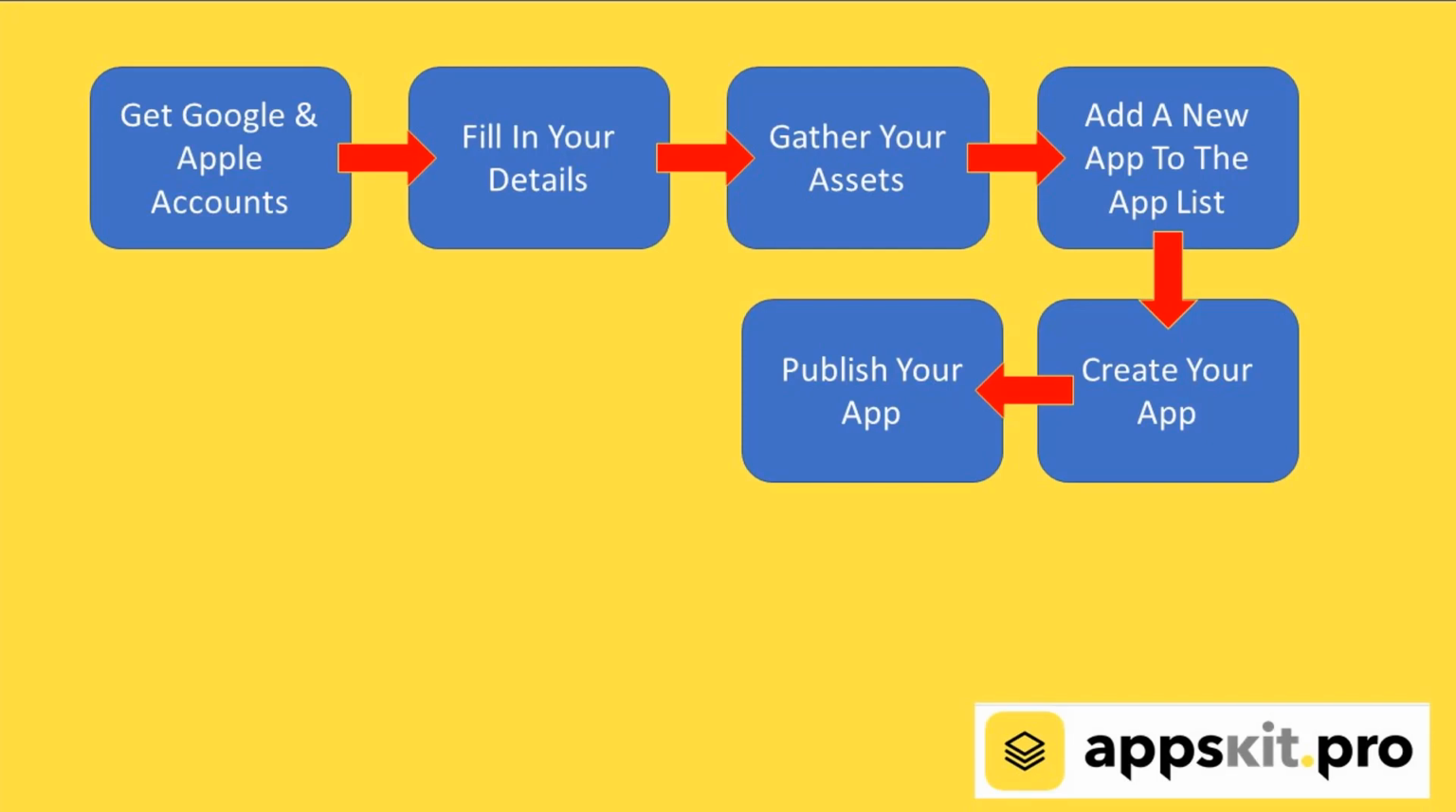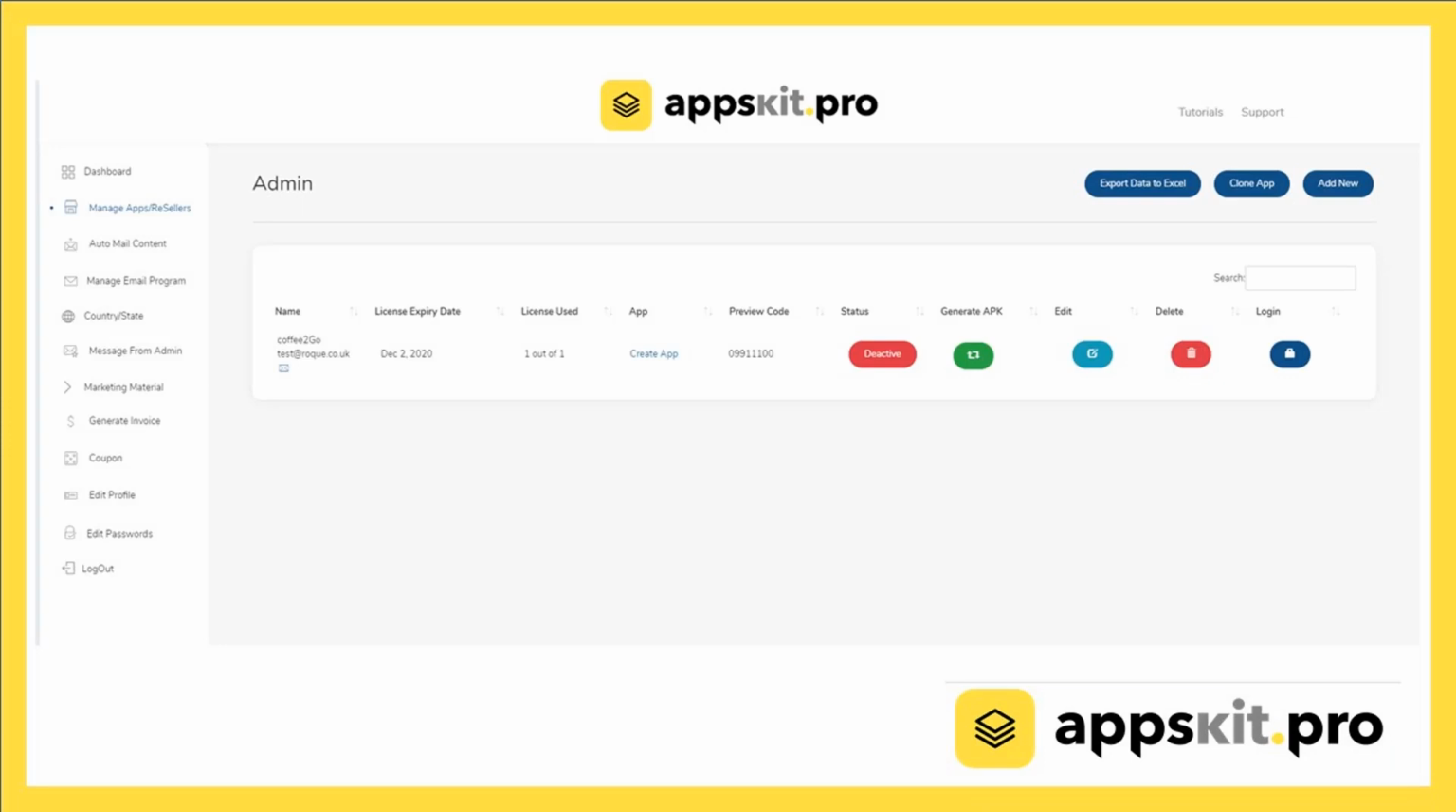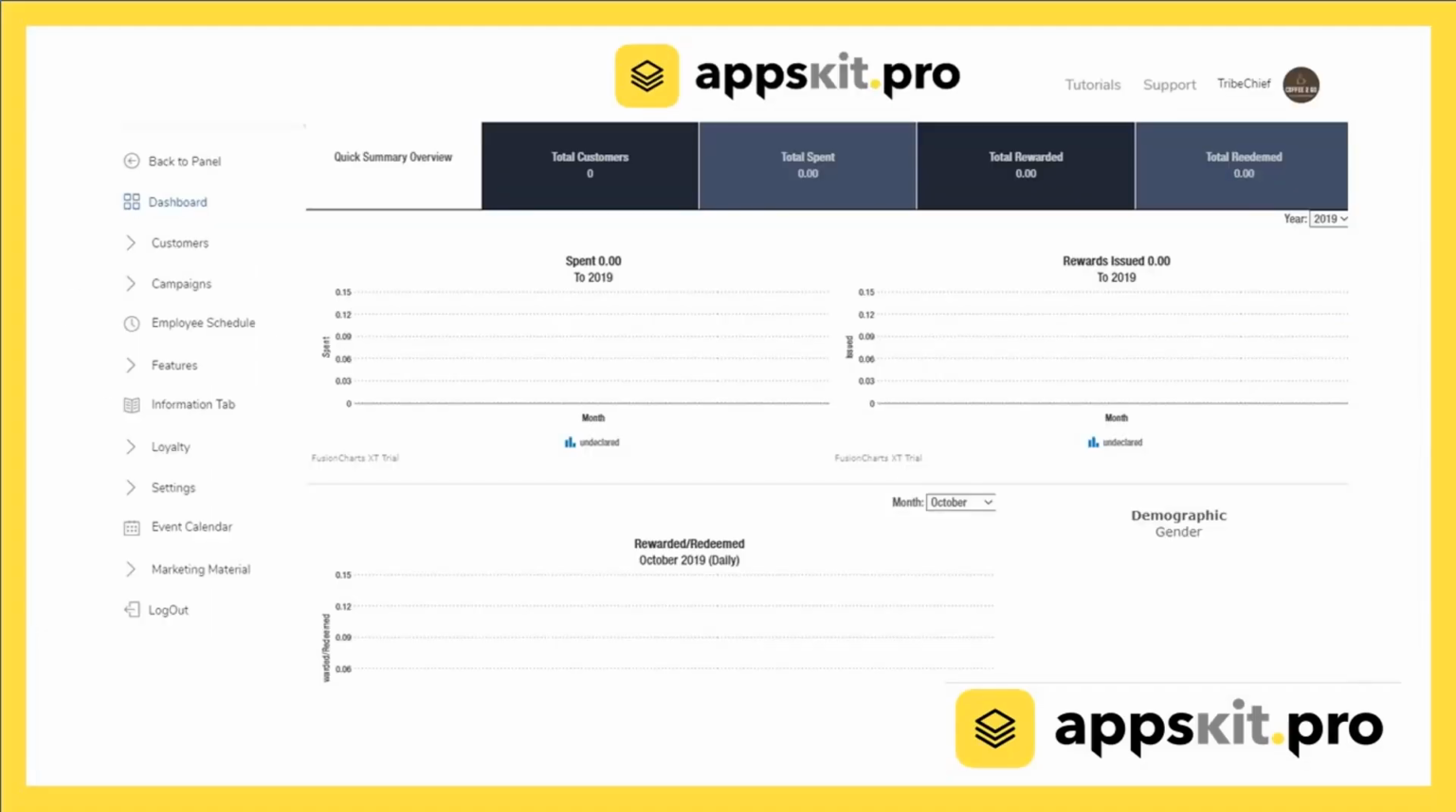So welcome back to this fifth and final part of the workflow. We've just published the app and now we want to move on to the next stage, which is to populate the back office. So let's go over to the dashboard now. We want to log into the back office of the app that we've just created. So we select the login button and we log into the app's back office.